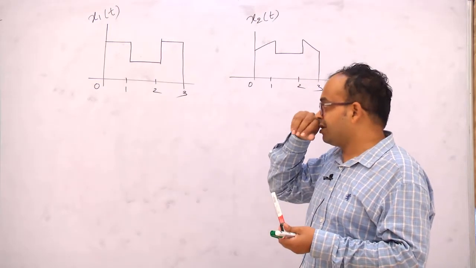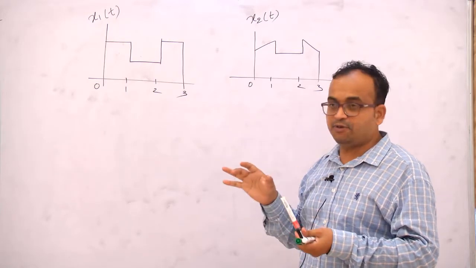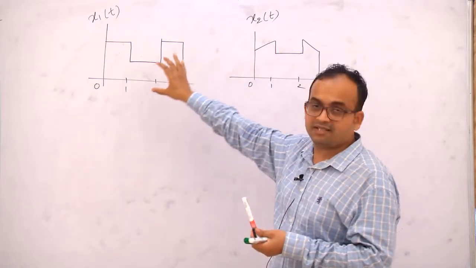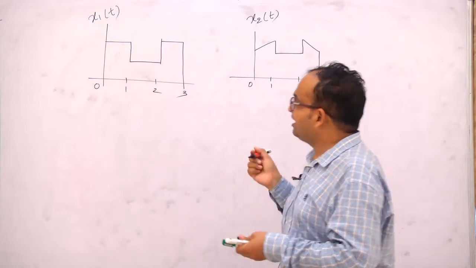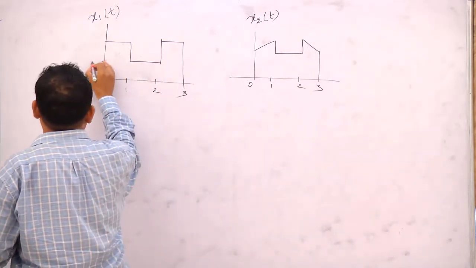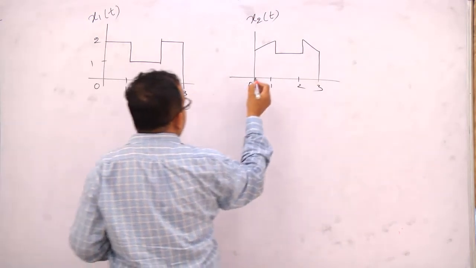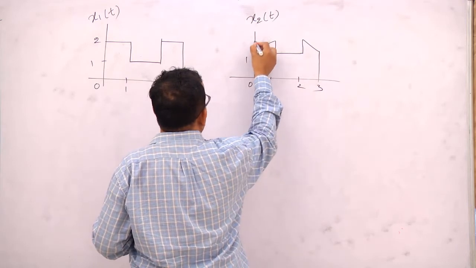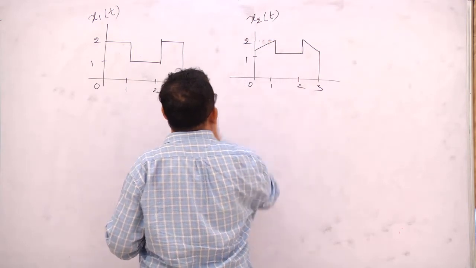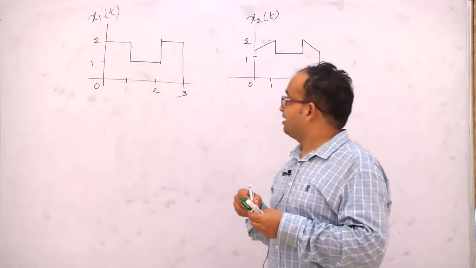So how to add the two signals? Already I told that this is a very simple thing. One signal will sit over the second one. So already I am telling here, this is one amplitude, this is two, this is one amplitude, and this amplitude is the two. Let us write it. So now what happens?